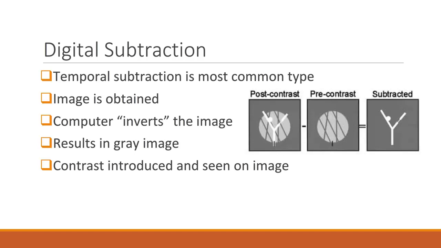The basic premise of subtraction technology is that an image of a body part is obtained and the computer inverts that image, so white becomes black and black becomes white. The computer overlays the inverted image onto the original image. The values cancel each other out, so you're just left with a flat gray-looking image. When contrast is introduced into the field, the contrast is clearly seen because this information has not been canceled out or subtracted out of the image because it wasn't in the original image.